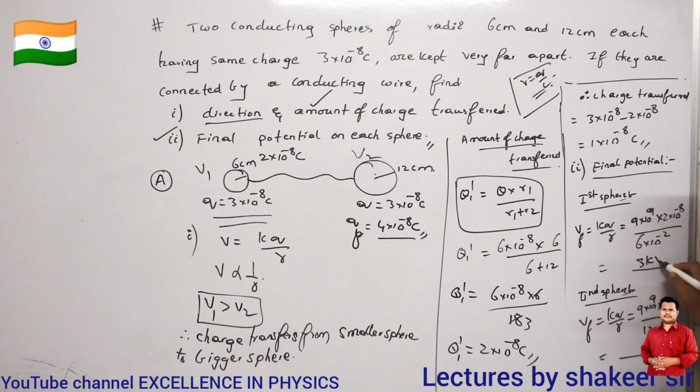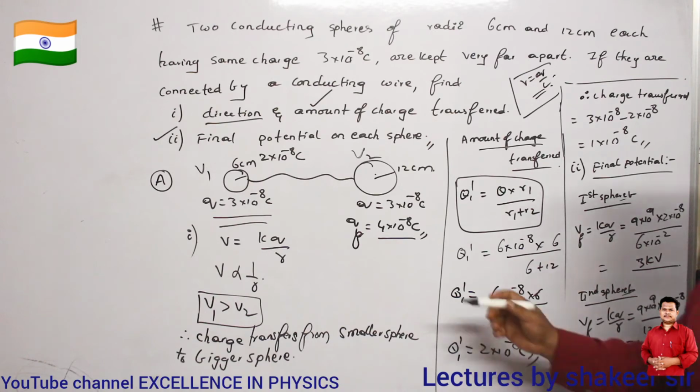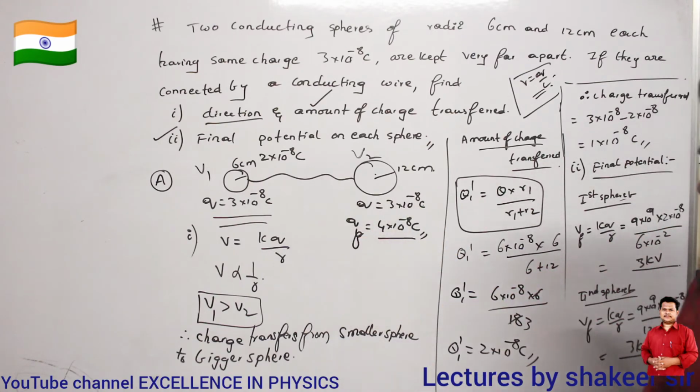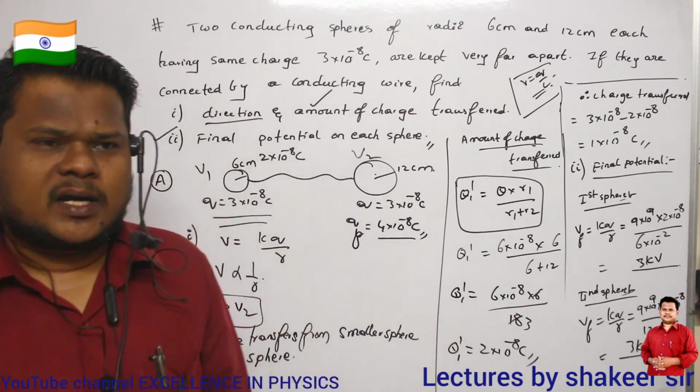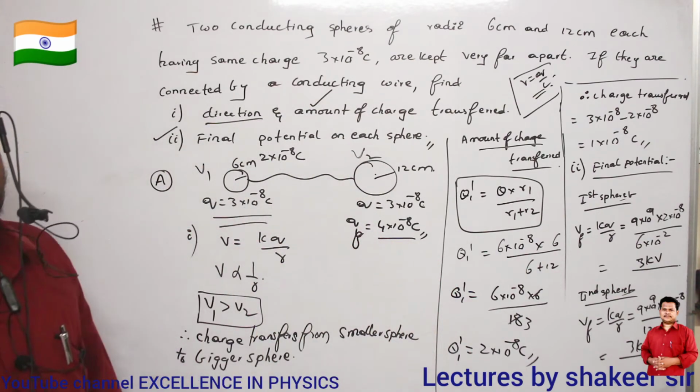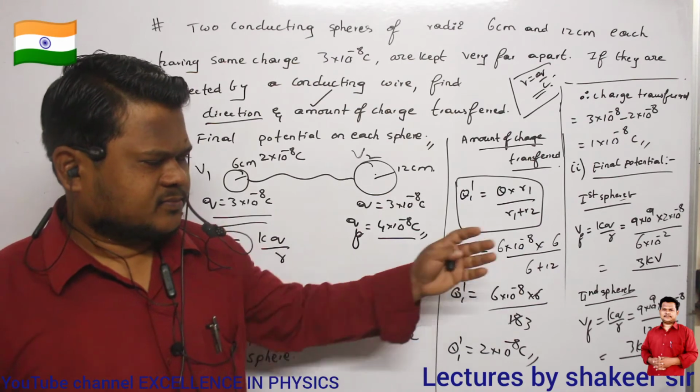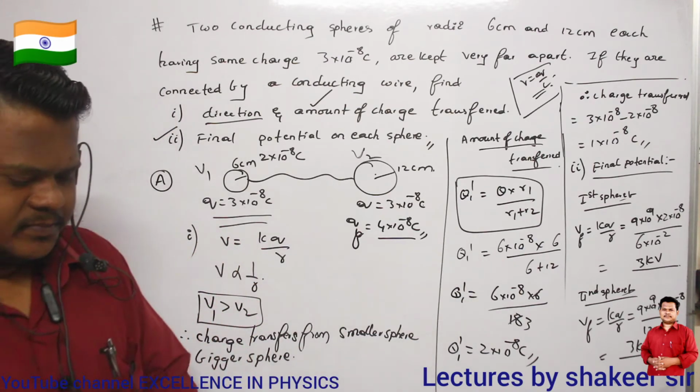So 3 kilovolts, this is also 3 kilovolts. Clear? So both of them are present at the same potential. That is what will happen now. If you are connecting two conductors at different potential by a conducting wire, charges will transfer until which position? Until both of them obtain the same potential. So they got the same potential only, no? That is our answer. Okay? That's all.